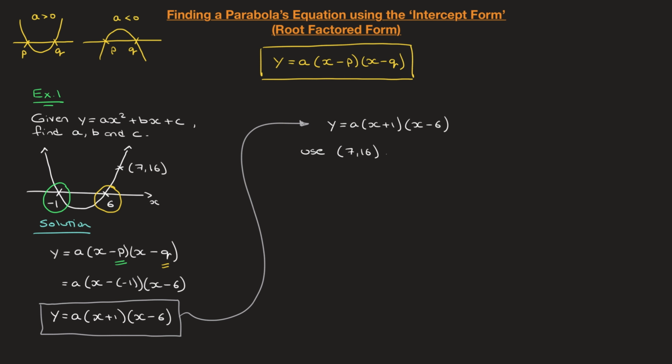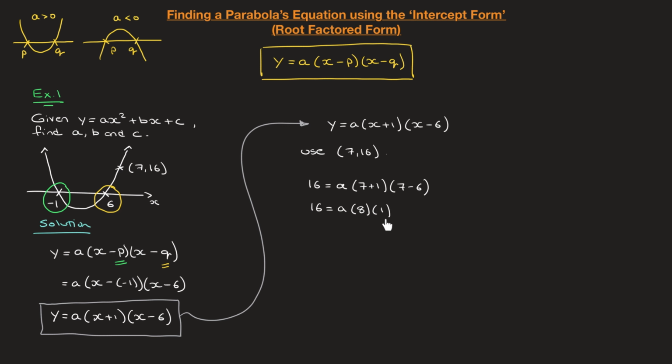And using that fact, we can quickly come up with an equation to find a. Indeed, replacing each of the two x's we have by 7 and the y on the left-hand side by 16, our equation becomes 16 equals a times (7 plus 1) times (7 minus 6). I carry on, and that becomes 16 equals 7 plus 1, which is 8, times 7 minus 6, which is 1.